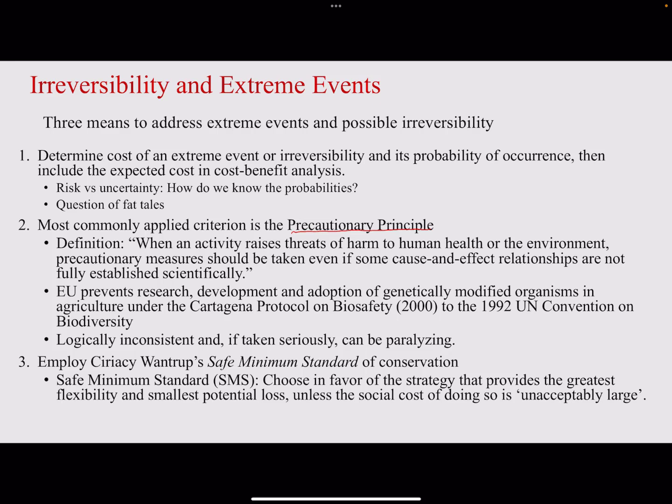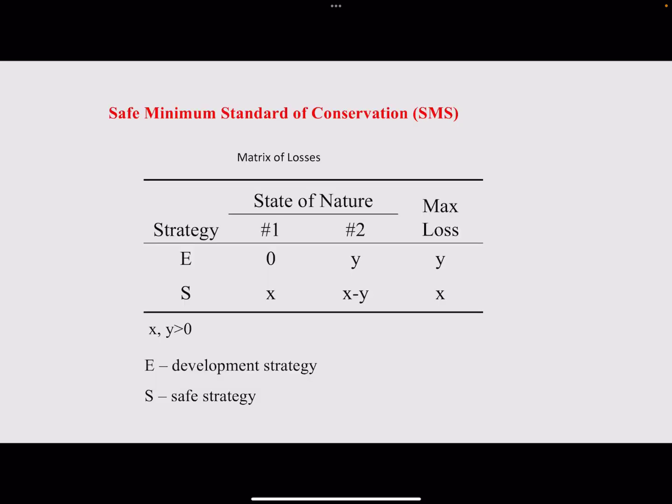Now, economists sometimes think about what's known as a safe minimum standard of conservation, which was introduced by Ciriacy-Wantrup, an agricultural economist at UC Berkeley. The safe minimum standard says, choose in favor of the strategy that provides the greatest flexibility and the smallest potential loss, and this is the key, unless the social cost of doing so is unacceptably large. What is unacceptably large?